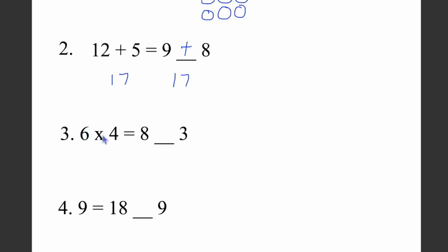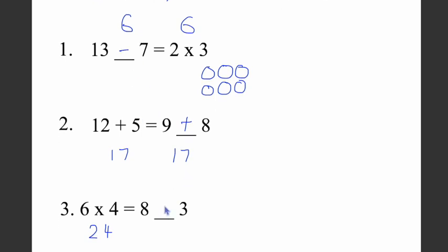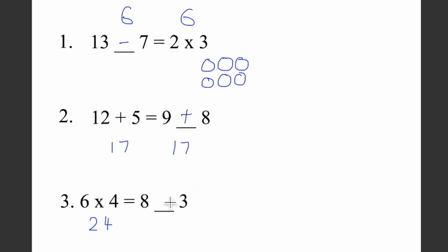Let's do one more. Number 3, 6 times 4 is equal to 8 blank 3. 6 times 4 is 24. And we can check each case. If it were plus, 8 plus 3 is 11, so that can't be it. 8 minus 3 is 5, so that can't be either. 8 times 3 is equal to 24. So that's our answer, the times symbol. Let's move on.